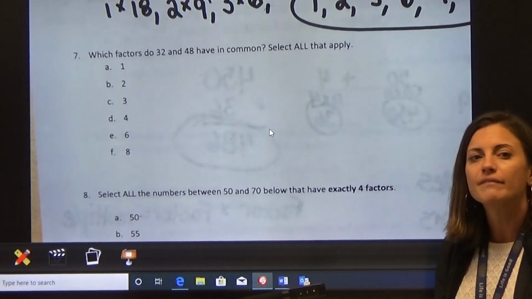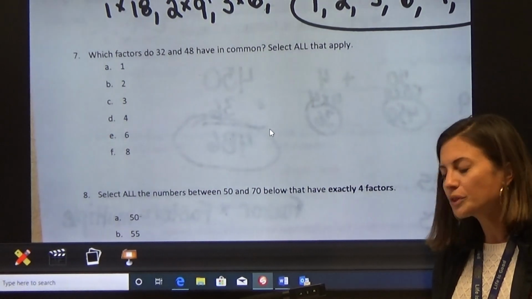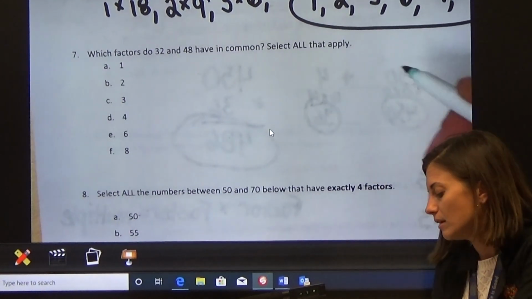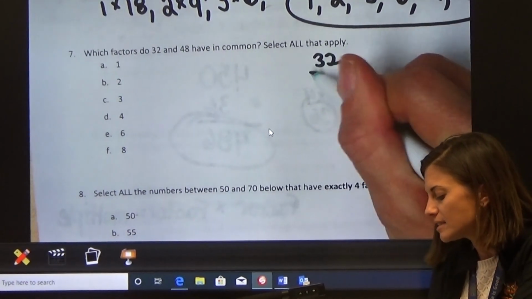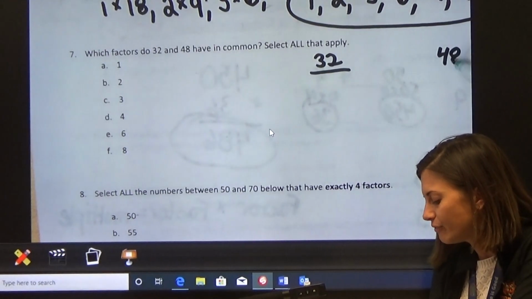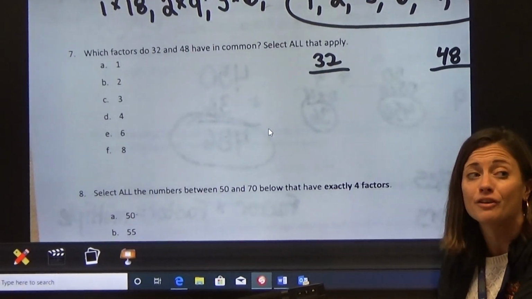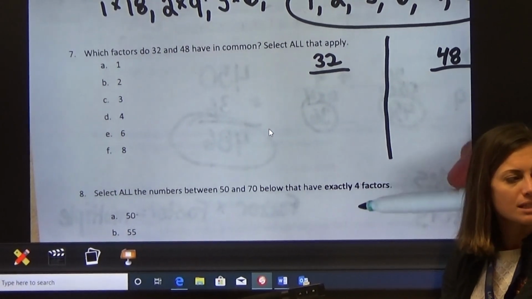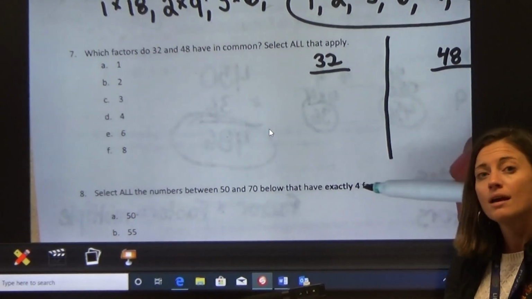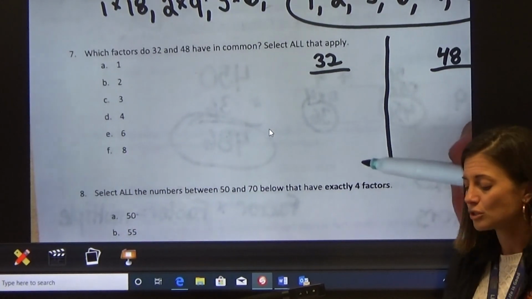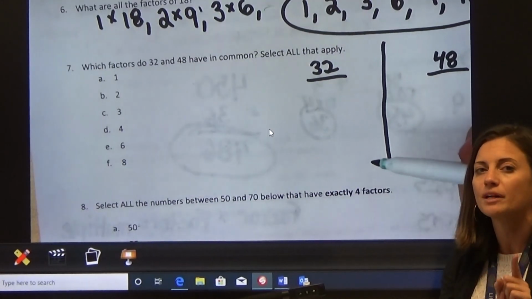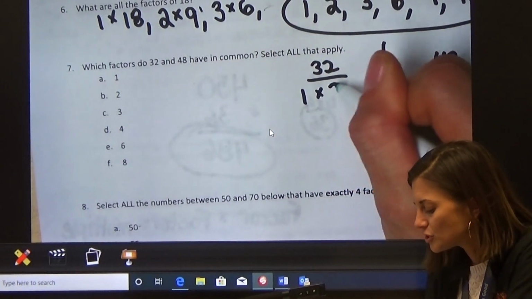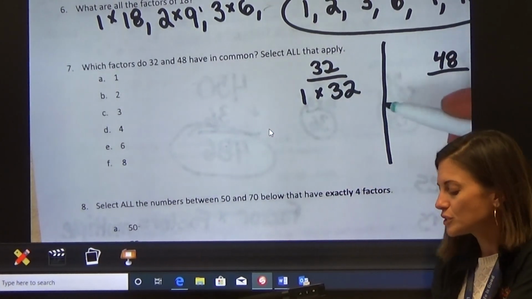We're going to ask ourselves, which factors do 32 and 48 have in common? So I'm going to do my factor lists for 32 and 48, and then I'm going to compare them. So first I'm going to do 32. Now I'm going to go through this just for the essence of time. I challenge you right now to answer this at home and then see if your numbers match mine. So I'm going to start with 1 times 32. I'm going to move to 2.